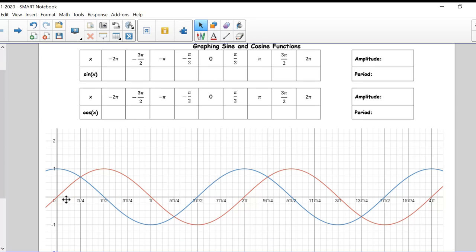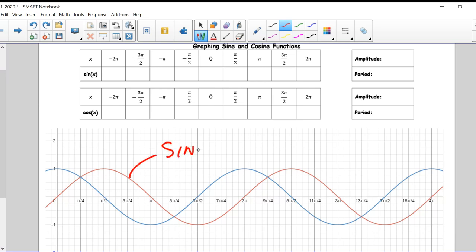Oh, by the way, the red line represents the sine function. So let me color code that and label that. This red line represents my sine function. And the blue line represents my cosine function. Okay, all right. Now, let's talk about some terms that you should have learned in grade 11.